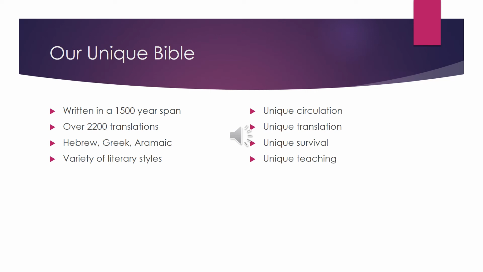No other book throughout history has such a wide variety of differences, and that is part of what makes our Bible so unique. It's also unique because of circulation. The Bible is the number one book in circulation, and it has been for years. The United Bible Society says that it has been translated into over 2,200 languages, so it's unique in translation. There's no other book that has so many translations. And it's also unique in survival.